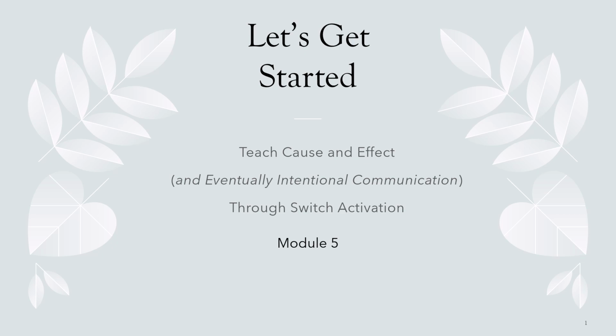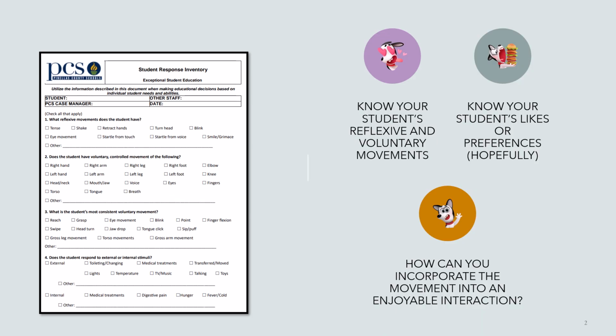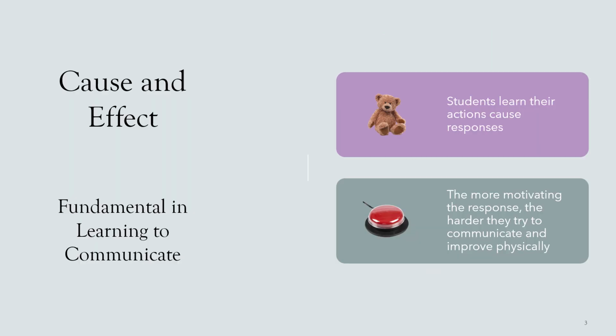Now that you've learned some basics about switch skills and developing switch skills, let's look at teaching cause and effect through switch activation, leading to teaching intentional communication. You can create your own cause and effect activities geared towards the individual student. Use the student response inventory discussed in Module 4 to learn your students' reflexive and voluntary movements. You find out their preferences, but how can you incorporate these movements into an enjoyable interaction?